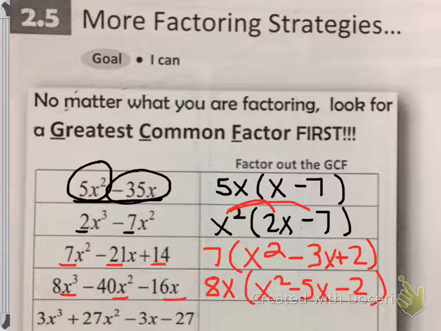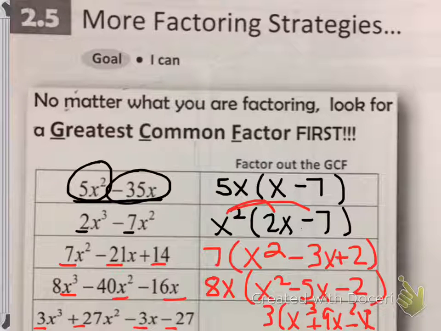We can do the same thing on this next one, looking for a greatest common factor. Everything here is divisible by 3, so I know I'm going to take a 3 out. That looks like the only thing I can take out here. So I'm going to take my 3 out over here. I'll be left with x cubed plus 9x squared minus x, and then minus 9 for my greatest common factor.